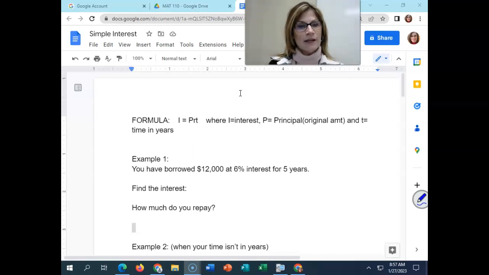Okay, so looking at our formula, I equals PRT. I is your interest, P stands for your principal, which means your original amount, and T is your time, but it has to be in years. So if it was 6 months, it would be half a year. So let's start out with the basic example.